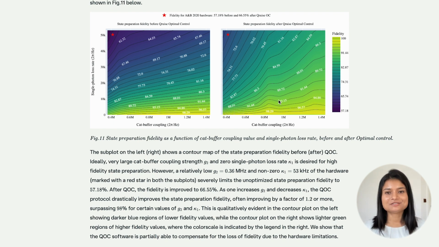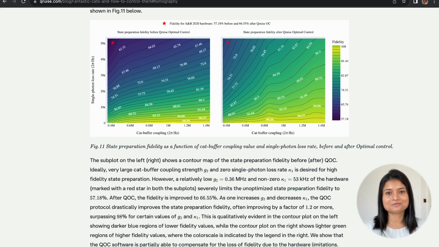With this knowledge of optimally controlled state preparation of cat qubits, we will conclude this video and hope that in the future, better hardware with higher values of the coupling G2 and lower single photon loss rate kappa 1 will be available so that we can achieve higher state preparation fidelity. In the next video, we will show the simulations of the Wigner tomography protocol to read out the cat states.